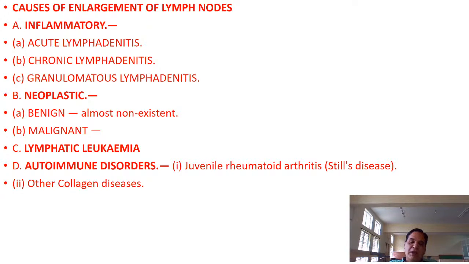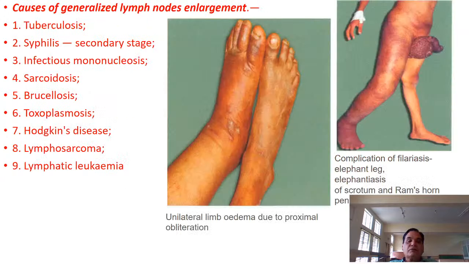In leukemia, in many leukemia cases, it presents as a lymphatic enlargement. Autoimmune disorders like collagen disease or Still's disease are also a major cause of enlargement of lymph node. This enlargement of lymph node can be generalized or localized. Whenever you talk of generalized lymph nodes, the common causes in our country are tuberculosis and Hodgkin's disease. Sometimes lymphatic leukemia. Rare causes now not seen: syphilis, infectious mononucleosis, sarcoidosis, brucellosis, toxoplasmosis, and lymphosarcoma. So these are the causes of generalized lymph node enlargement.